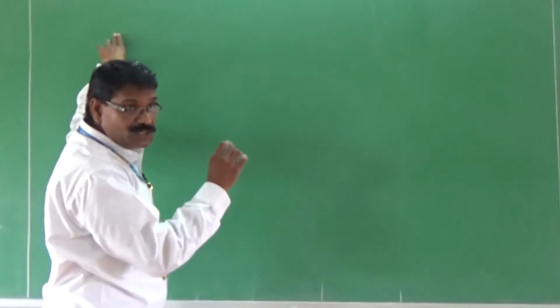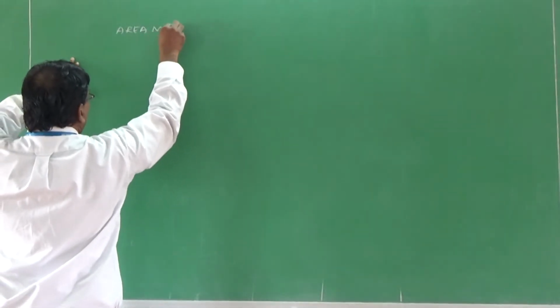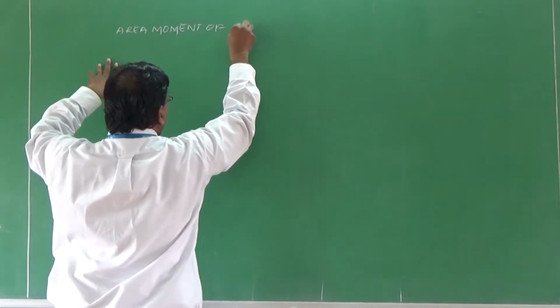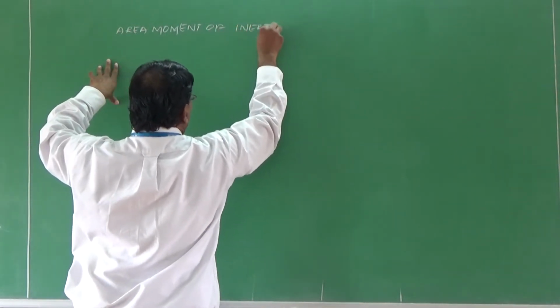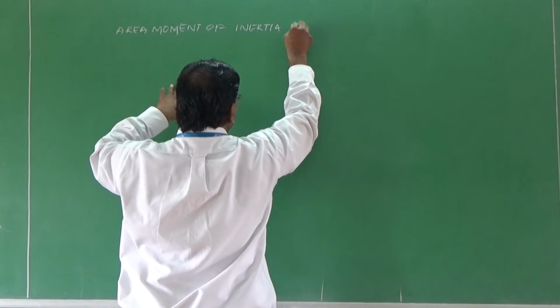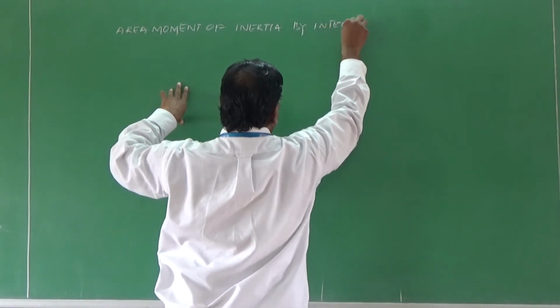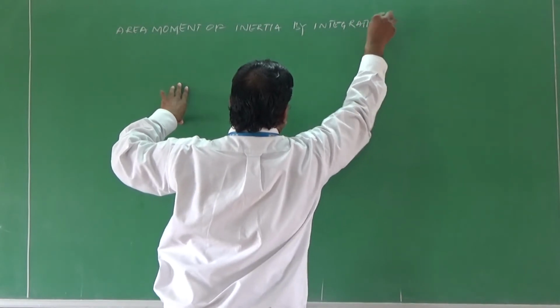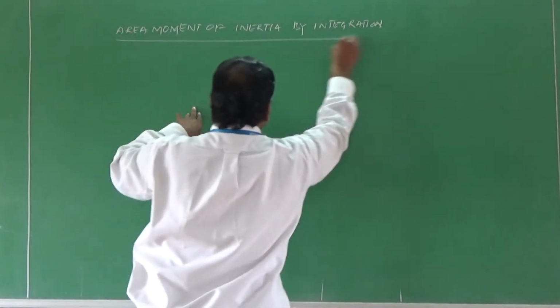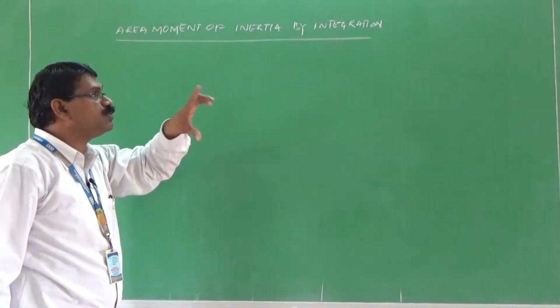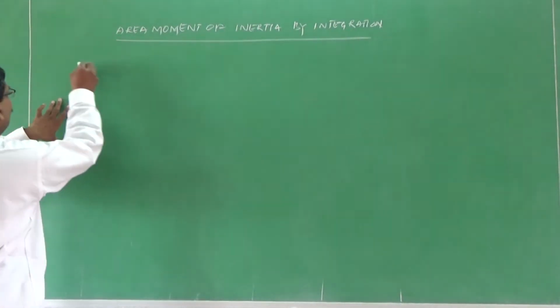Area moment of inertia by integration. In order to find the area moment of inertia by integration, we take one specimen. That specimen is called rectangle. Let us see this. Example 1.